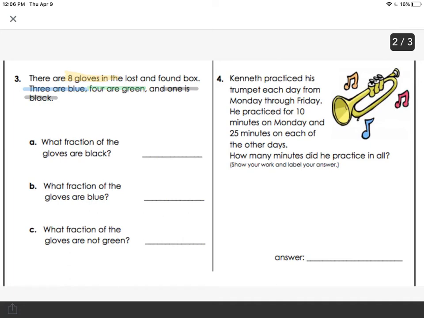Number 4. Kenneth practices trumpet each day from Monday through Friday. He practiced for 10 minutes on Monday and 25 minutes on each of the other days. How many minutes did he practice in all? So there's a few ways that you can solve this problem. I personally would draw a tape diagram that sets out 25 minutes on Tuesday, on Wednesday, on Thursday, on Friday, and then adding in that 10 minutes on Monday. Either way, however you choose to add these minutes up, make sure you show your work in the space there for you and write your answer on the line below.